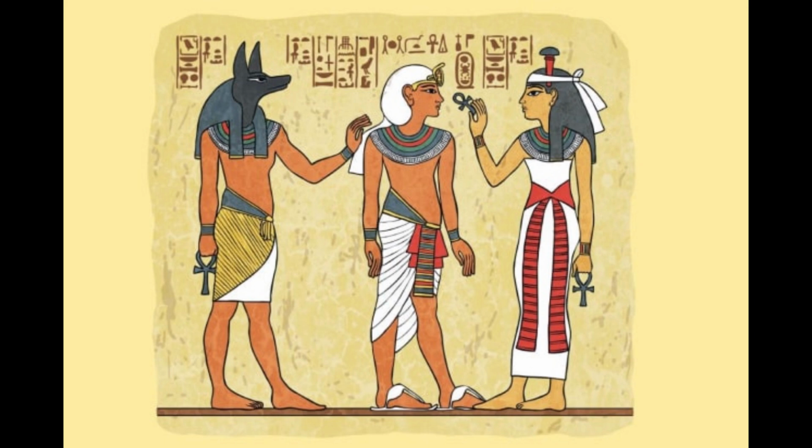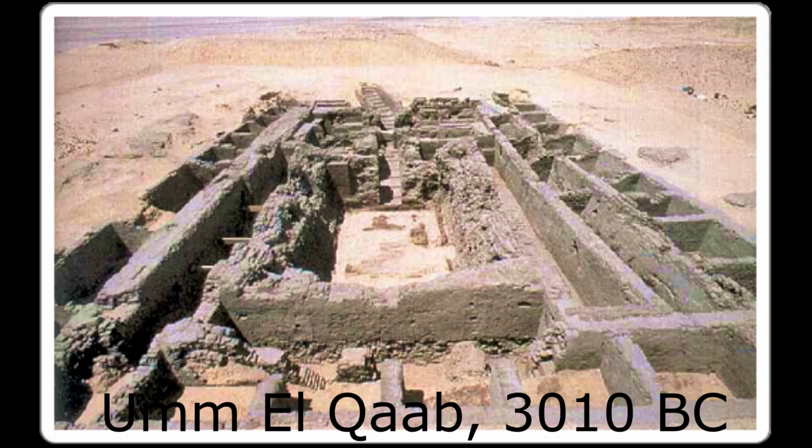We can see this sort of change because of the rise of social hierarchy and a growing importance of the pharaoh, and it also provides a larger space for them. There is one example of an underground tomb, the al-Kab in 3010 BC.